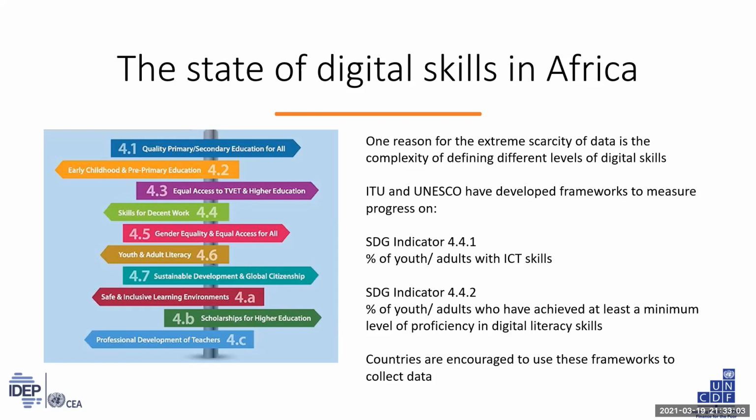The international push to align national education goals with Global Sustainable Development Goal 4 on education, SDG 4, has been accompanied by the development of a framework to measure digital skills. It includes two indicators: the percentage of youth and adults with information and communication technology skills by type of skill, and the percentage of youth and adults who have achieved at least a minimum level of proficiency in digital literacy skills. Countries are strongly encouraged to use the frameworks to collect data.